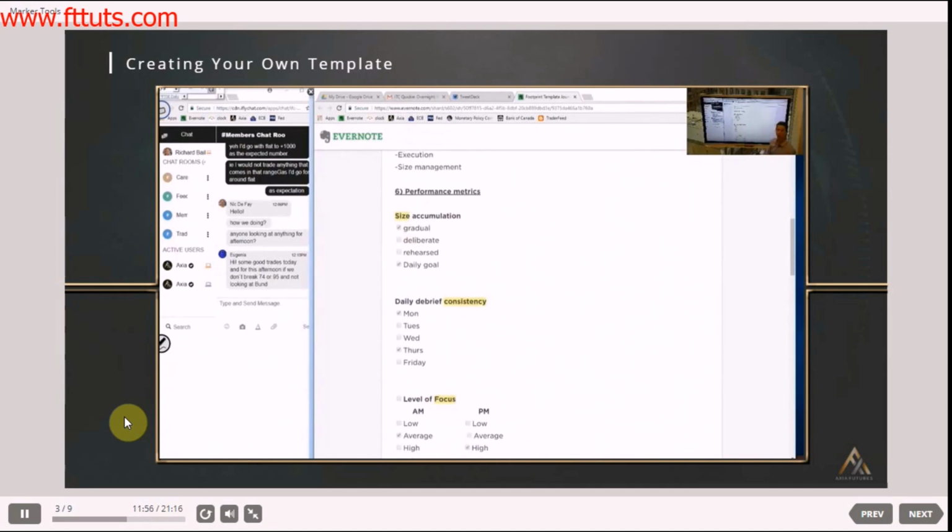You can add a whole host of things into a template. Then I like to look at performance metrics. For performance metrics, I tend to look at goals. So I say to myself, if my goal is size accumulation, I want to make sure that the way to get better at size accumulation is with a tick box. If my goal is size accumulation, how am I going to get there? Well, it needs to be gradual, it needs to be deliberate, it needs to be rehearsed, and it needs to be the daily goal I set out for myself.